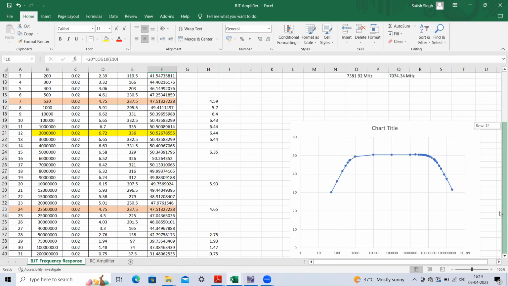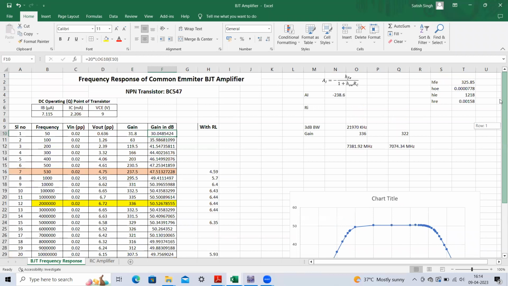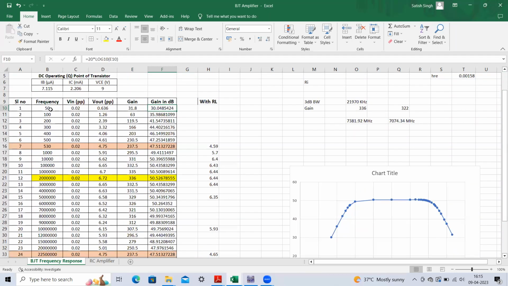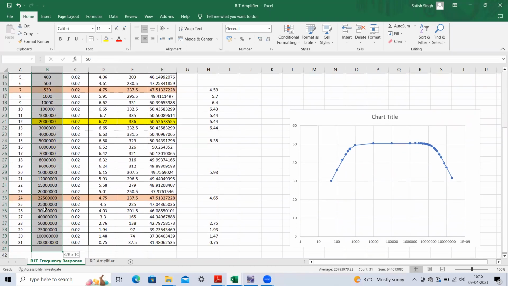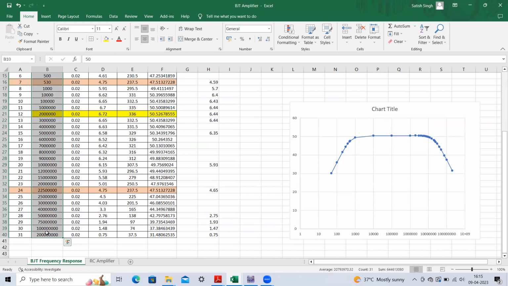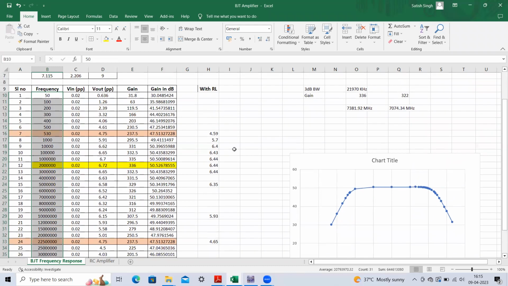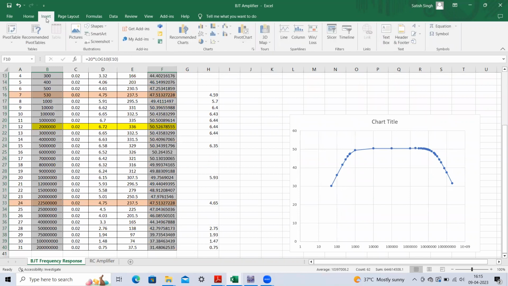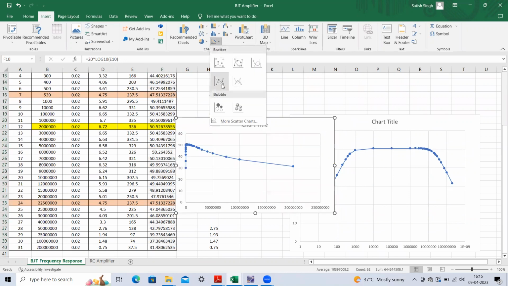And now we have to go for the plotting of the frequency response. To plot this frequency response, I have told you several times, but again, you can select this particular data of frequency. And then again, you have to select the other column. I'm selecting this gain in dB by holding the control button on the keyboard. And then after selecting these two data, you can go to this insert menu, and this is our chart.